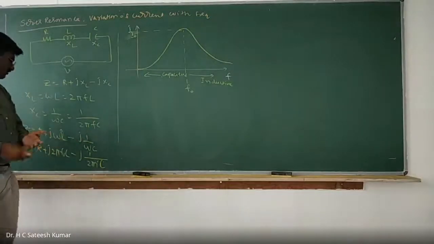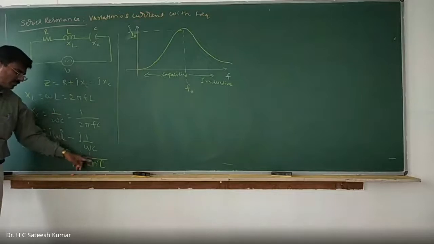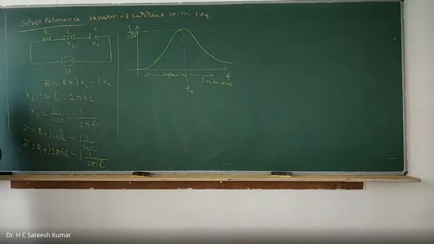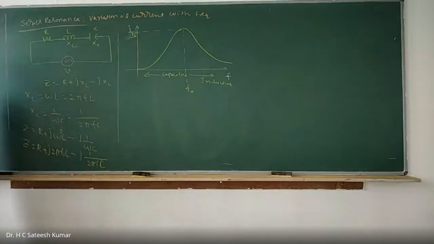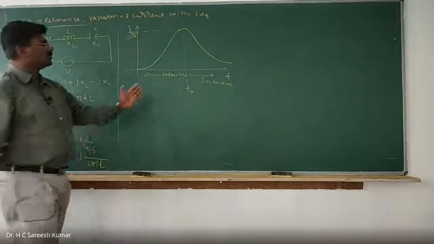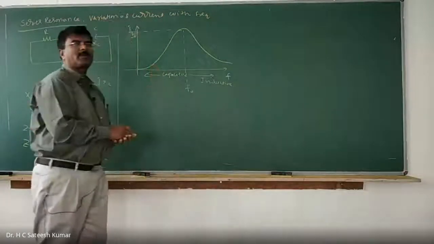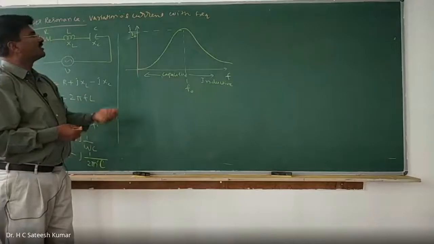And further, initially frequency is low, means 1 by f is high, therefore the circuit becomes capacitive. Now, if you increase the frequency further, f goes on increasing. If f is high, 1 by f is low, therefore this will be very small and this will be very large, therefore the circuit will become inductive. So after resonance it will become inductive, before resonance it becomes capacitive. I naught is the maximum current.